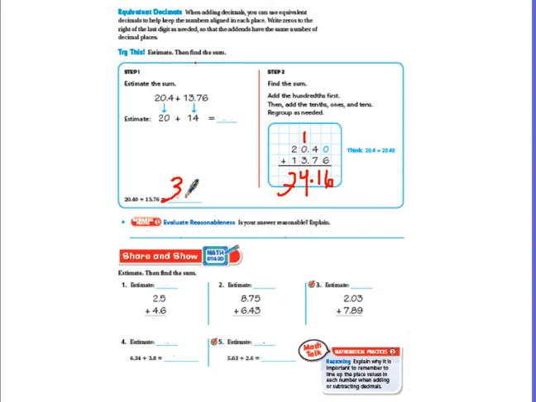So it is 34 and 16 hundredths, or 34 whole and 16 hundredths. And if I add this together, that's 34. Am I close from my estimate? Very much so. So what I want you to do is first estimate and then find the sum. Do 3 and 5.